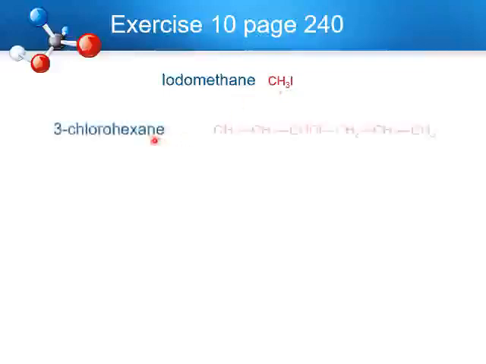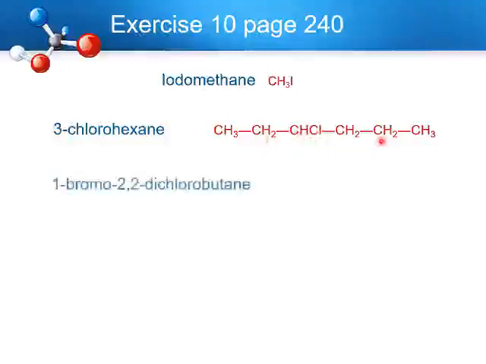For 3-chlorohexane, the hexane has 6 carbon, and we have the chlorine atom on carbon 3, and we complete with hydrogen. For 1-bromo, the same, we have butane, with 4 carbon atoms in the butane molecule, and we have 1 bromo here on carbon 1, and on carbon 2 we have 2 chlorine.